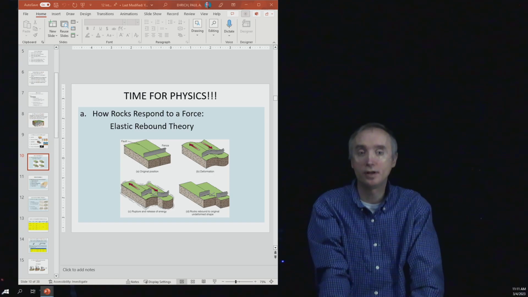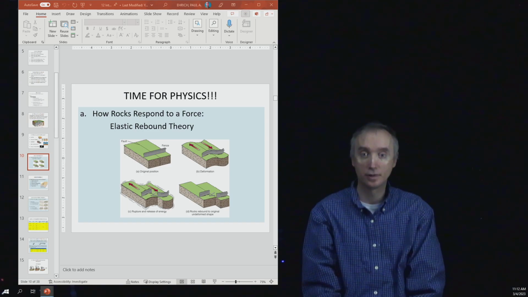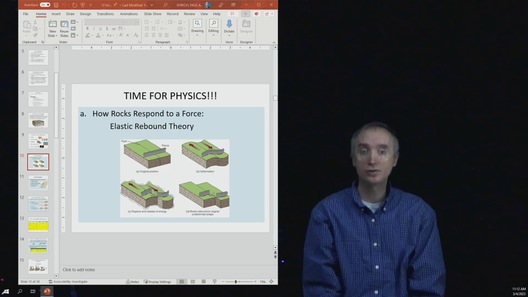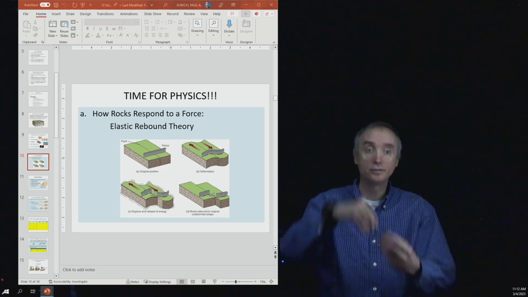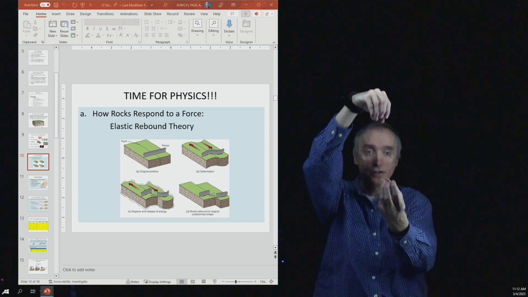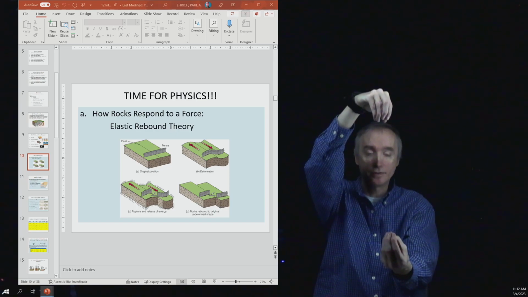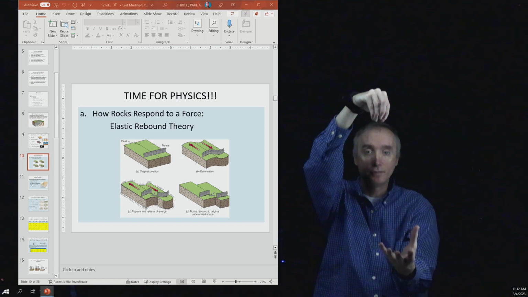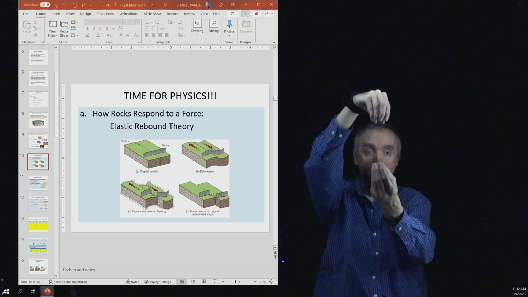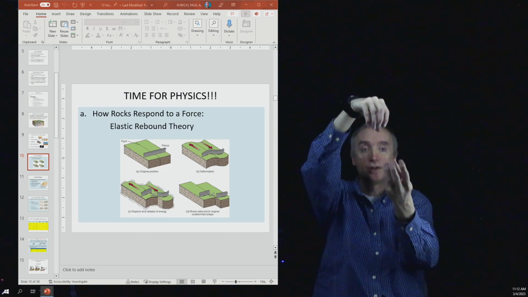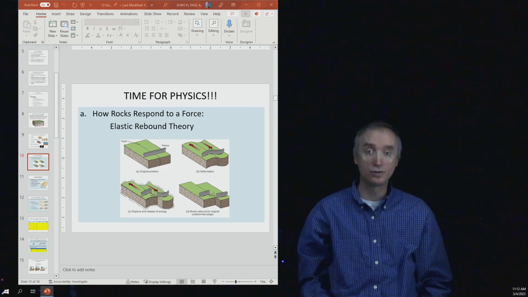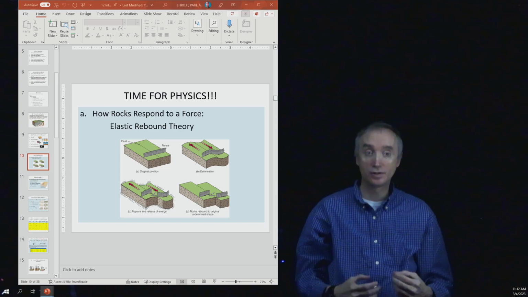So rocks will do the exact same thing. Whenever you start to apply a force to a rock, at first the rock is going to bend. But then it's going to reach a point at which it's going to start to behave plastically. So again, you can do this with a rubber band, put some weights on it, but eventually you're going to put so much weight on it that when you take the weight off, it does not return back to its original shape. So it has then been deformed.